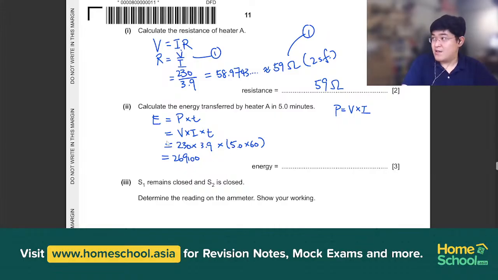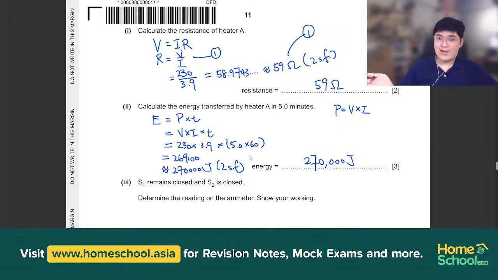We should get this number. Of course, let's once again round this to two significant figures. 1, 2, 3. 9 is greater than 5, so we round this upwards. We get 270,000. E is this in joules. Remember, the unit for energy is joules, with two significant figures. So let's write that down: 270,000 joules.